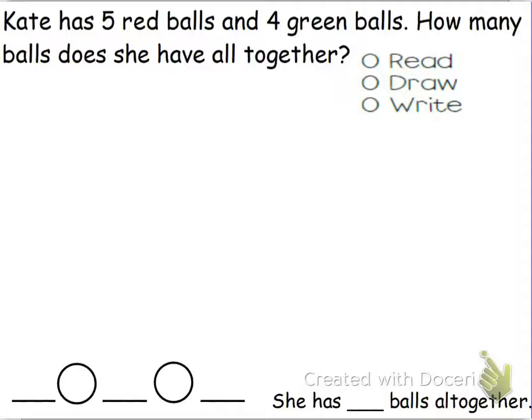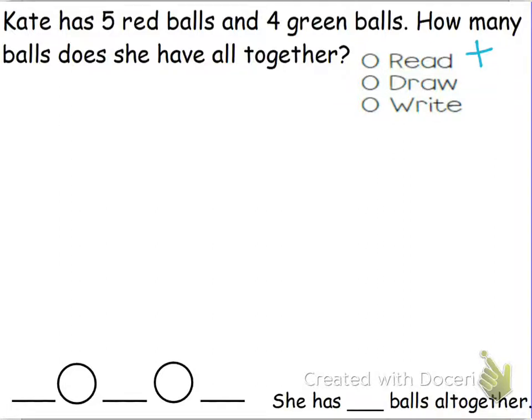So let's read it. Kate has 5 red balls and 4 green balls. How many balls does she have all together? So what do I notice? Well, I know that she has 5 red balls and 4 green balls. We have to figure out how many she has all together. Well, what are the things that she told us? Well, she told us the 5 red and the 4 green balls. That means that the 5 red and the 4 green balls are both our parts, which means that we're having to add those two together to figure out how many she has all together. So we know that we are adding. Okay? So these are our 2 parts.